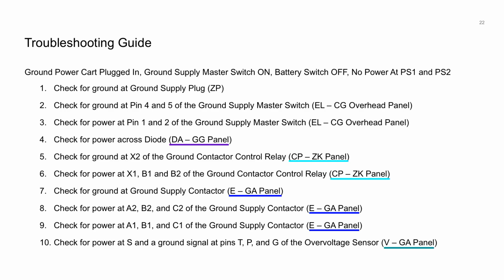The steps on screen get progressively more difficult to check based off the location of the panels and each component that is attached to them. While performing these checks, go through each step, making sure to record all your voltages and resistances until you find the component preventing the flow of power or ground signal.